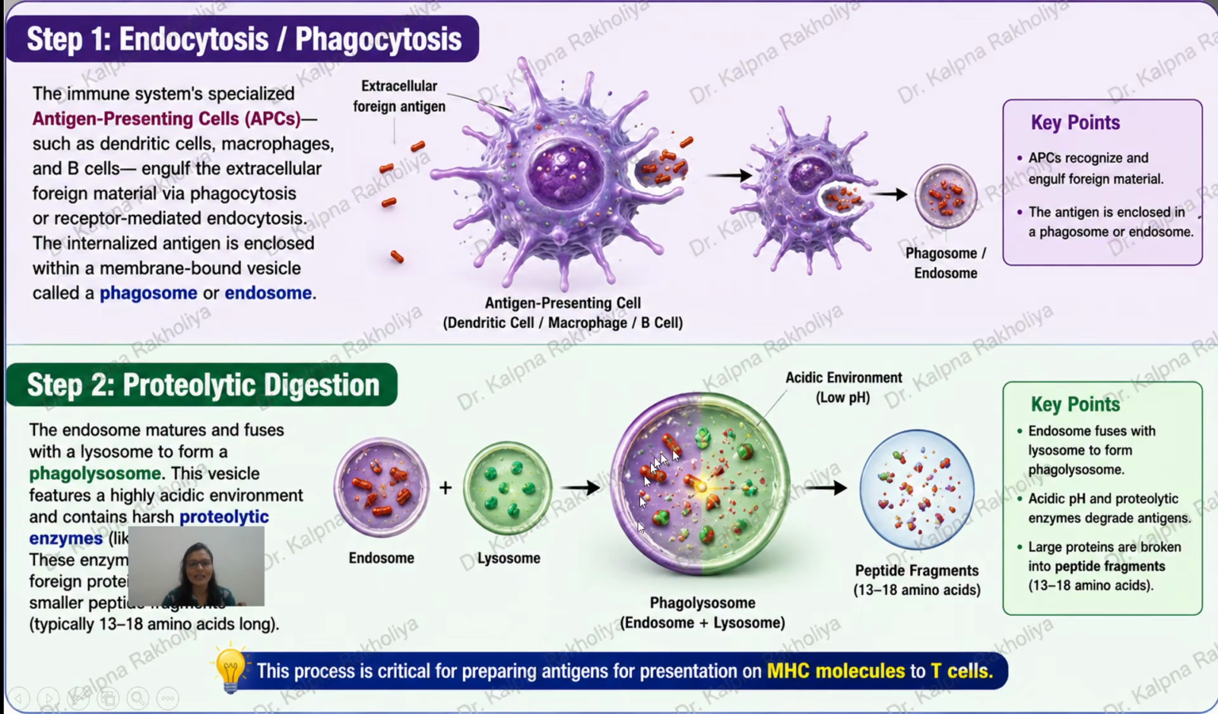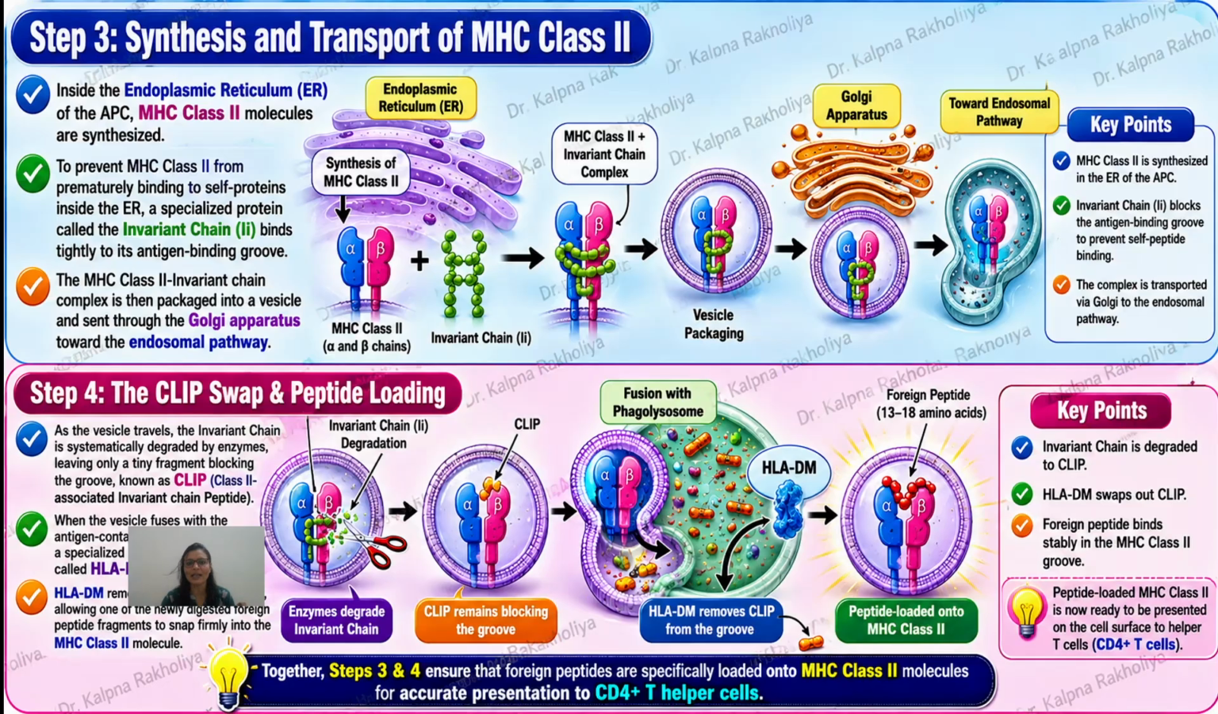In this vesicle, the phagolysosome, there are proteolytic enzymes. These proteolytic enzymes break down the larger antigen into small peptides of around 13 to 18 amino acids. In this phagolysosome a highly acidic environment is created, so the enzymes work with maximum efficiency to break down the peptide. So this is how proteolytic digestion occurs.